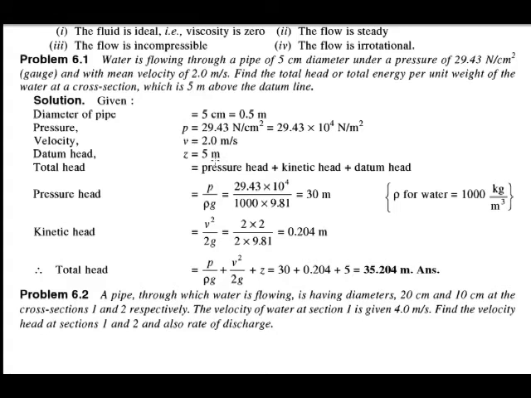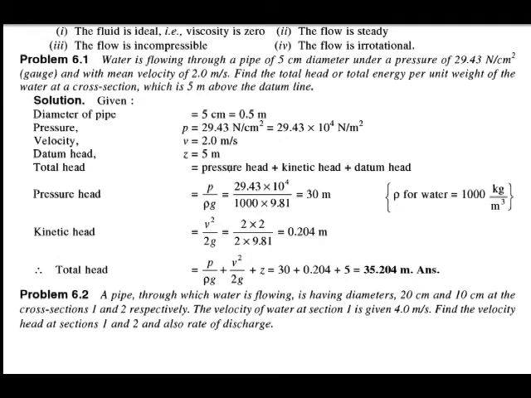Okay, so we have to calculate the total head. We know the formula for the total head is pressure head plus kinetic head plus datum head. First we will calculate the pressure head, which is equal to P upon rho g. P is given as 29.43 into 10 raised to 4, rho for the water is 1000 and g is 9.81. So the value for the pressure head is 30 meter.